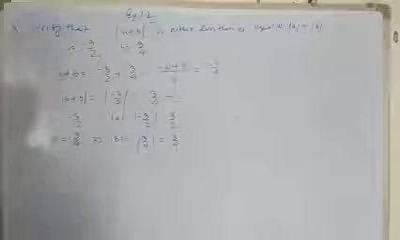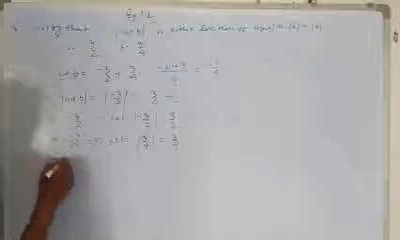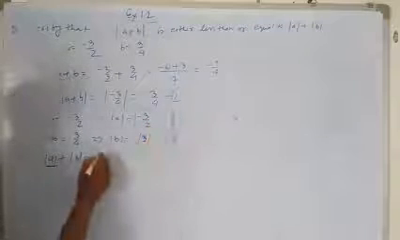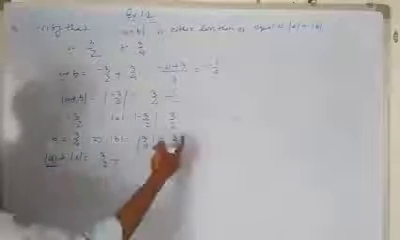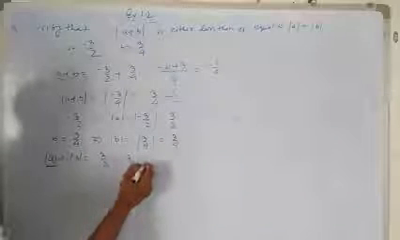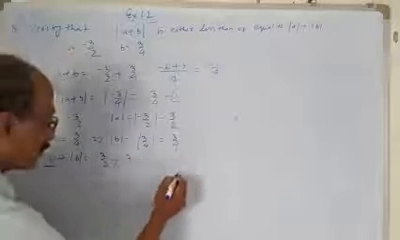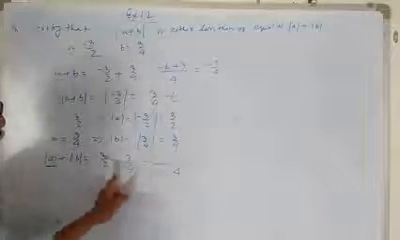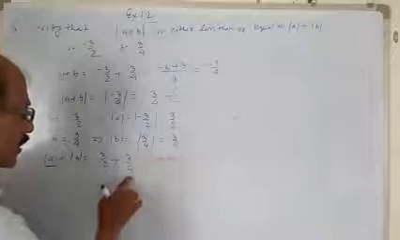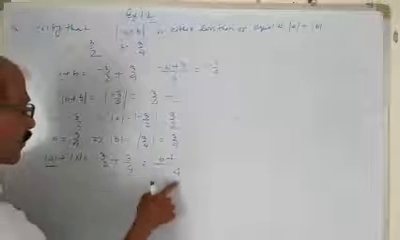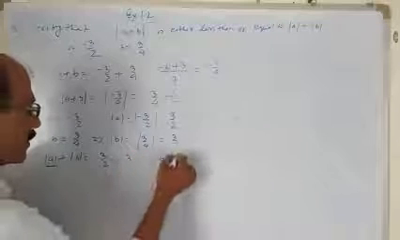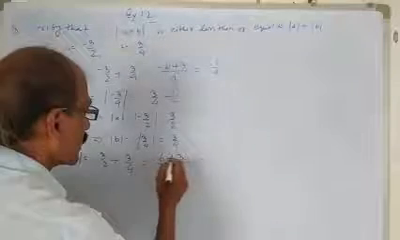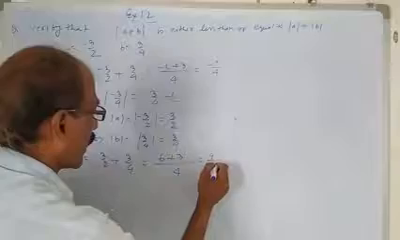So separately we can write mod of a plus mod of b. Mod of a is 3 by 2 plus mod of b is 3 by 4. Taking the LCM, which is 4, dividing by 2 we get 2, and 2 multiplied by 3 is 6. Plus, the denominator 4 divided by 4 gives 1, and 1 multiplied by 3 is 3. So it is equal to 6 plus 3 is equal to 9 upon 4.